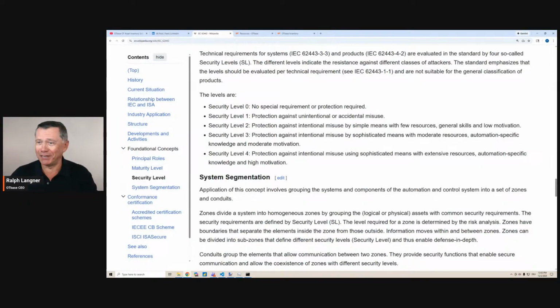The best one, in my opinion, is security level 0, no special requirement or protection requirement. I mean, we don't care if that goes down. Let the script kiddie or whomever do what they want. Doesn't matter. We don't care. And then it goes always higher, and the highest protection level is 4, which means protection against intentional misuse using sophisticated means with extensive resources, automation-specific knowledge, and high motivation.